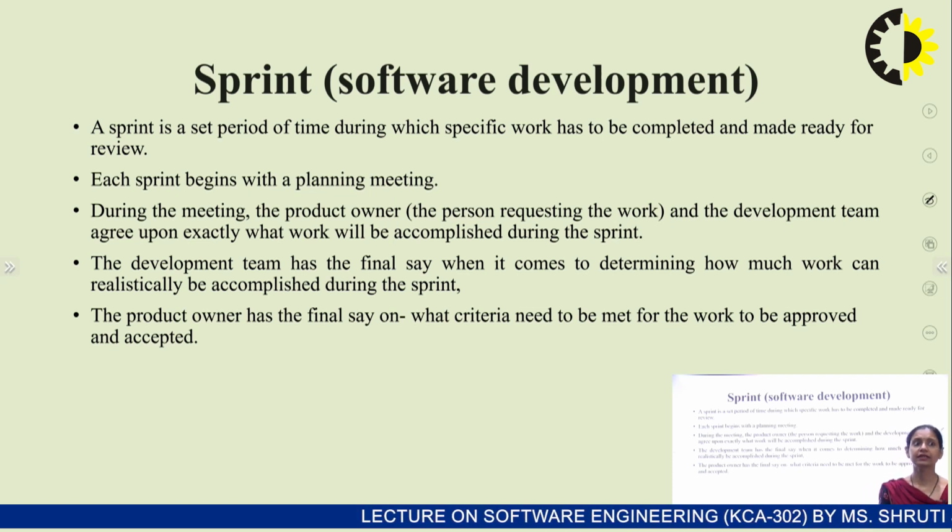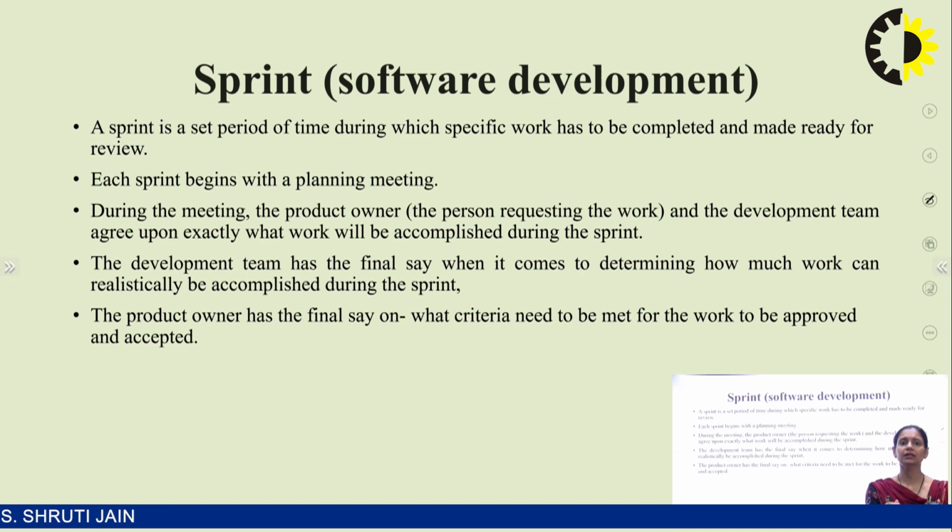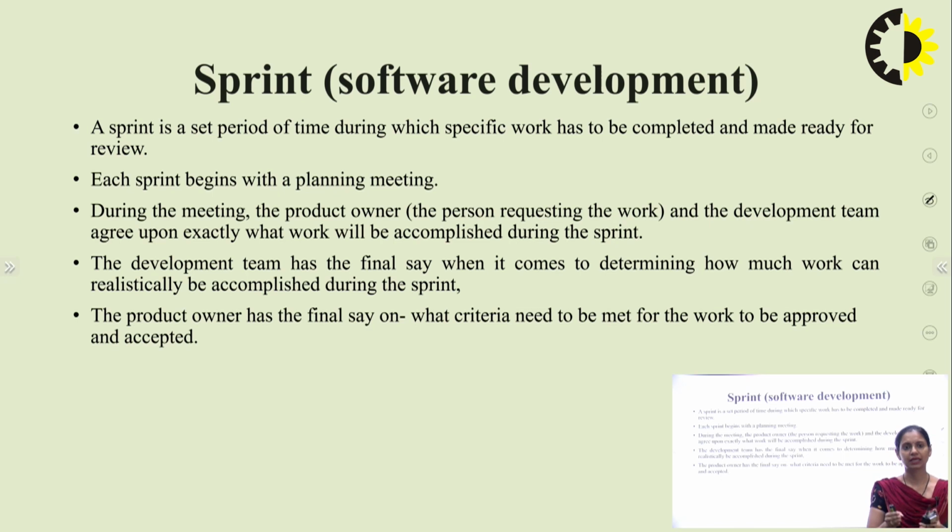So here the development team has a final say when it comes to determining how much work needs to be done in a realistic manner. Because sometimes, when the product owner comes to the team or to the project owner, they come up with a lot of requirements which cannot be completed at one point of time. Hence, the product owner also needs to understand that the product will be developed in cycles or sprints, wherein the development team will say that this much work will be given to you in one sprint, and the next work will be given to you in the next sprint.